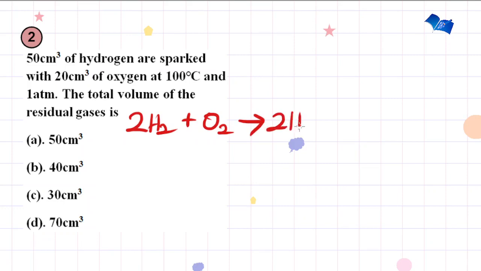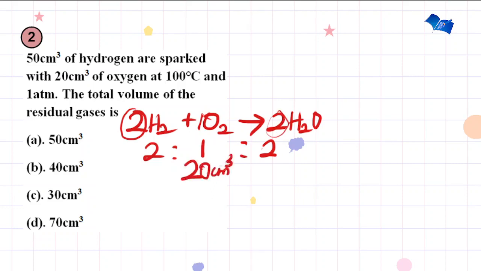And our products, we have water. Now look at the ratio of the volumes. For every 2 volumes of hydrogen gas, we have 1 volume of oxygen gas, and then 2 volumes of the product. We're looking at these numbers here. Oxygen is 1, but you don't need to have 1 written, and for the product you have 2. And we are given 20 cm cube of oxygen gas. So that means if oxygen is 20 cm cube, then hydrogen will be 2 times 20, 40 cm cube. Remember the ratios. Then the product will also be 40 cm cube.